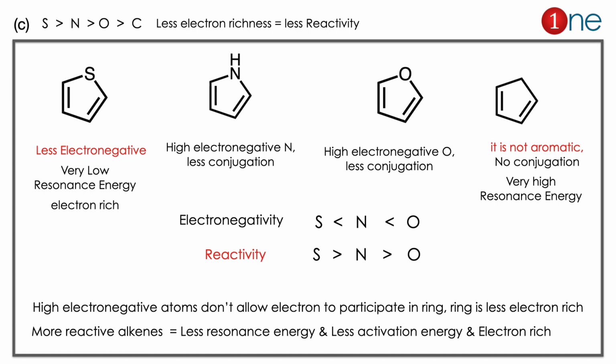Here the concept we have to learn is that a highly electronegative atom doesn't allow the electrons to participate in the ring, so the ring is less electron rich. It defines the reactivity of the reactant. So a more reactive alkene means less resonance energy, less activation energy and more electron richness.